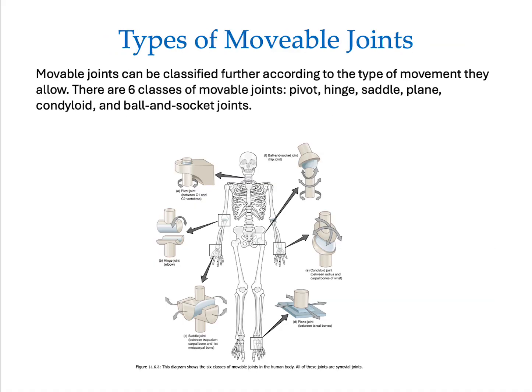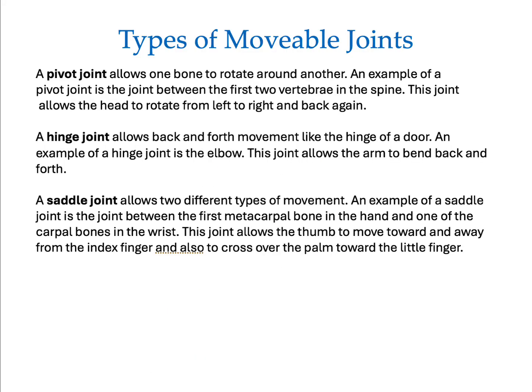So here we have all the joints, six classes: pivot, hinge, saddle, plane, condyloid, and ball and socket. A pivot joint allows one bone to rotate around another. An example of the pivot joint is the joint between the first two vertebrae in the spine. This joint allows the head to rotate from left to right.